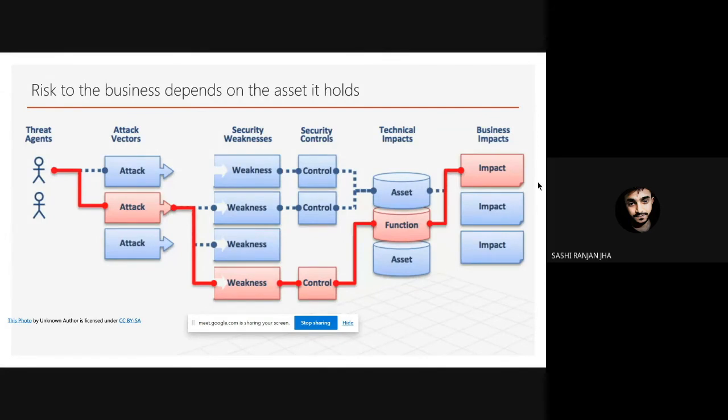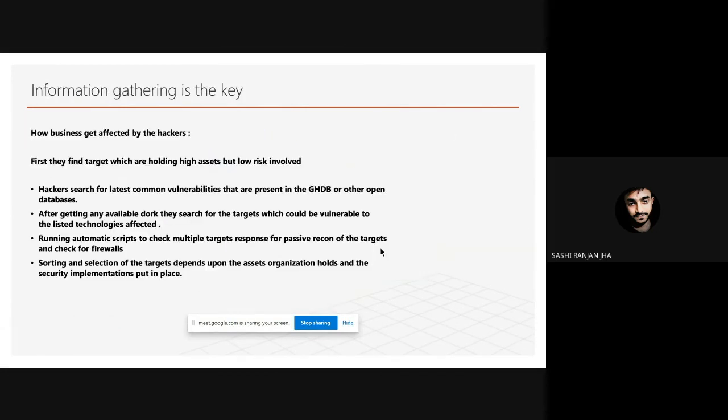According to that, there are different kinds of business impacts that could happen, and we will see this in the next slides. So information gathering is the key. So how are these attacks pulled off? To pull off this kind of attack, hackers' first hold is the information. So the first thing, the targets which are holding high assets but low risk are involved. So they target those that have high assets but low risk involved.